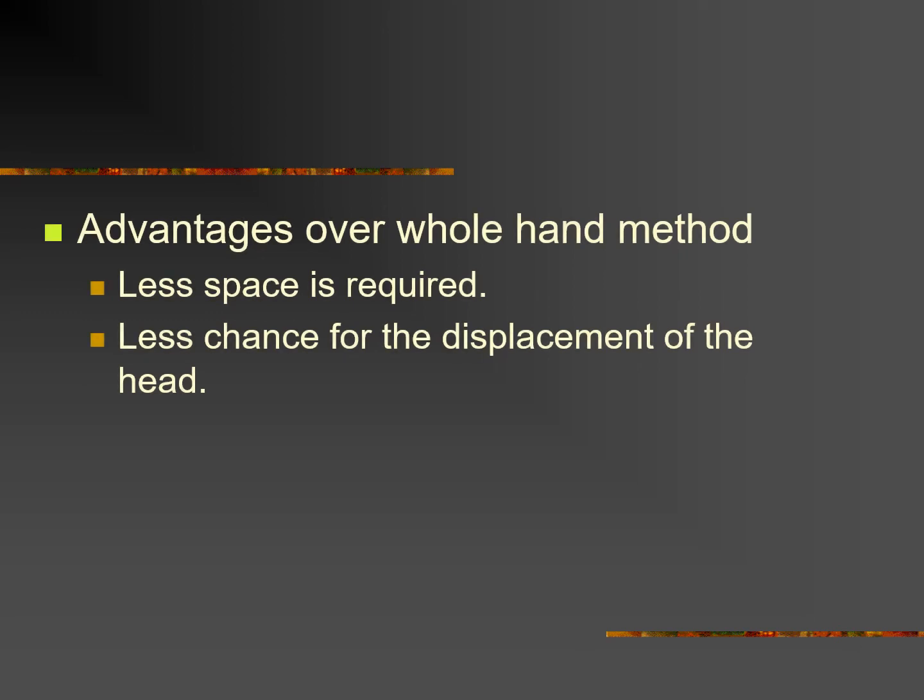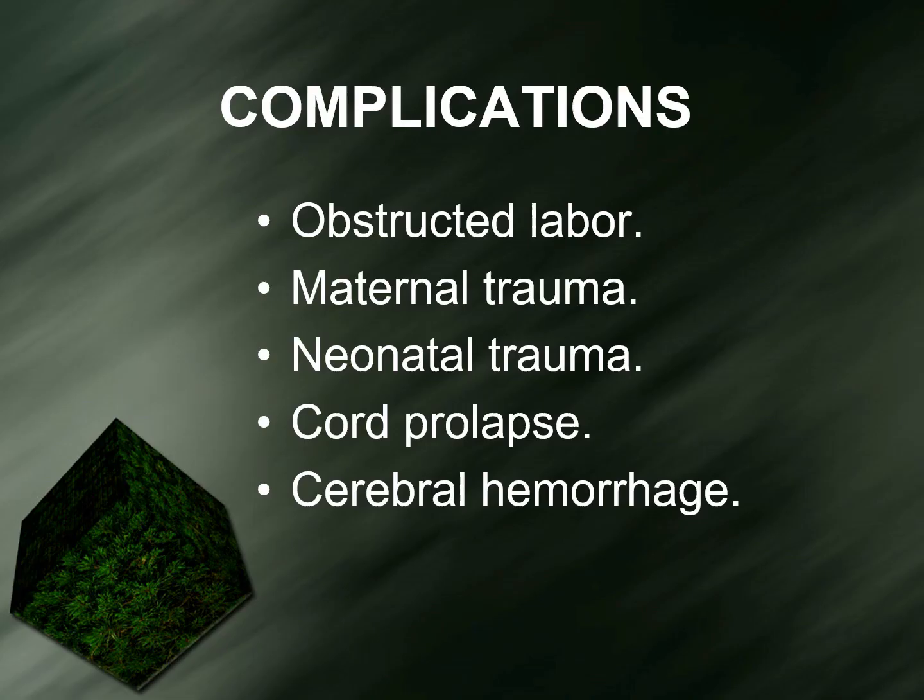The advantages of the whole-hand method are that less space is needed and there is less chance for displacement of the head. Now the complications. Obstructed labor: we have already seen that if the size of the baby is more or if the pelvis is contracted, there is a chance for obstruction. Next is maternal trauma. If the labor is prolonged, there is a chance for uterine rupture, which we have seen already. And there is a chance for operative delivery.